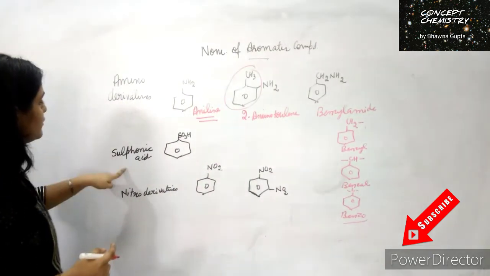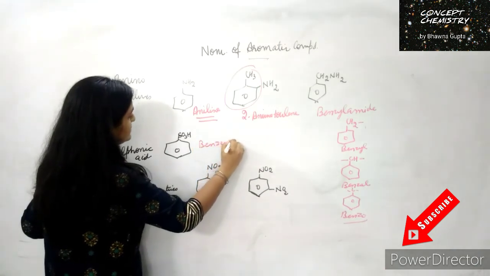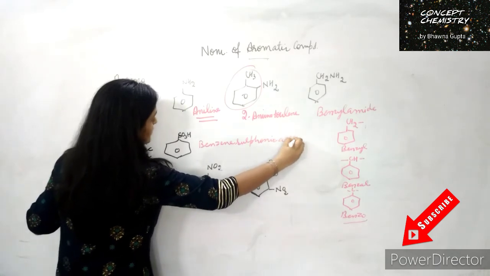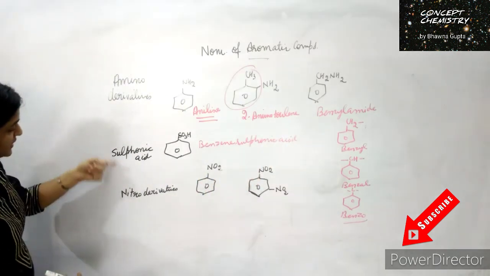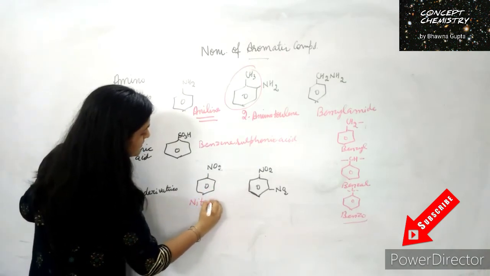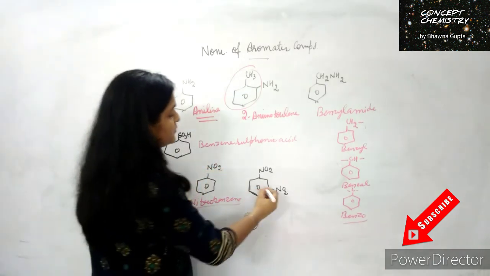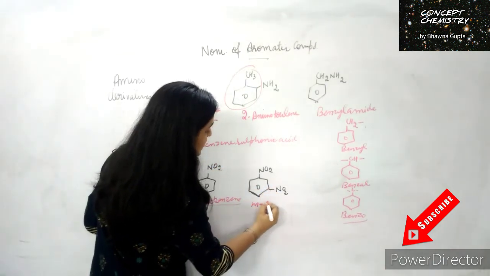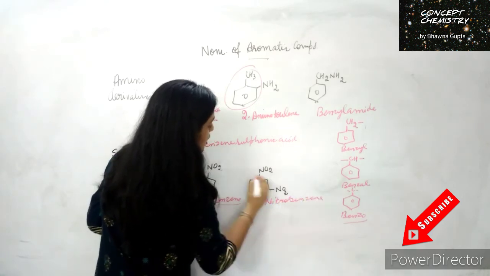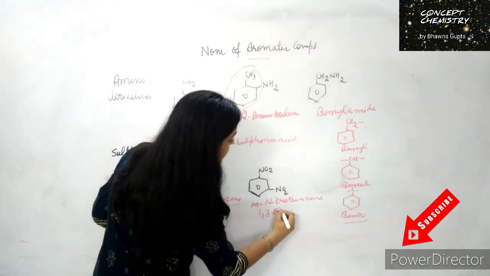Next we have derivatives of sulfonic acid. One important one is benzene sulfonic acid. Next we have nitro derivatives. This is nitrobenzene. This position is known as meta. So this is known as meta-dinitrobenzene, or we can say 1,3-dinitrobenzene.